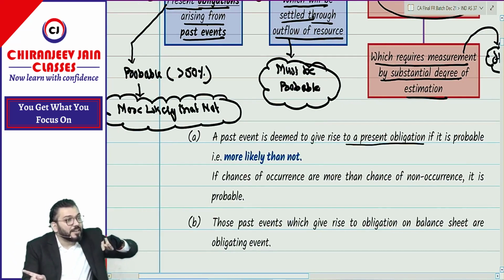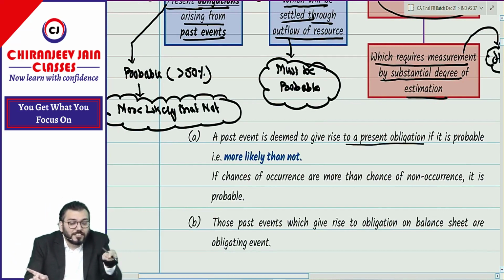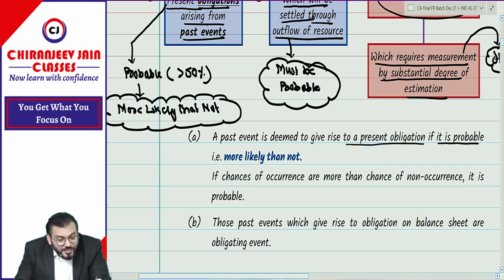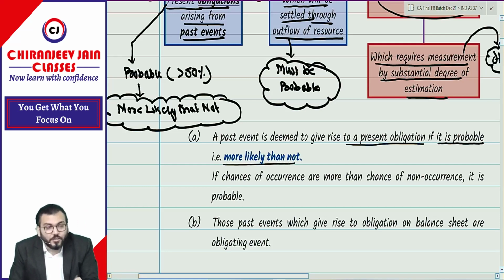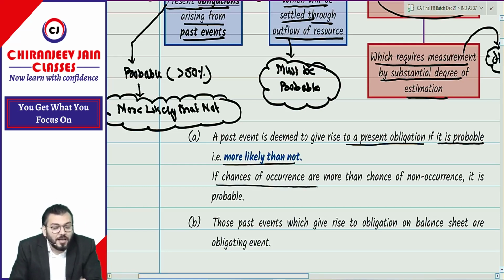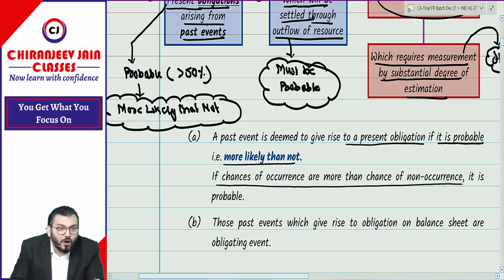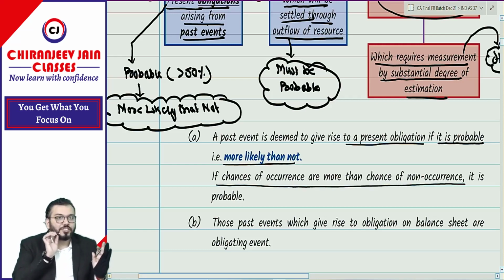Correct? Already we have understood that a past event is deemed to give rise to present obligation if it is probable. Probable means what? It is more likely than not. More likely than not means what? If chances of occurrence are more than chances of non-occurrence. Simple. Already I have said.